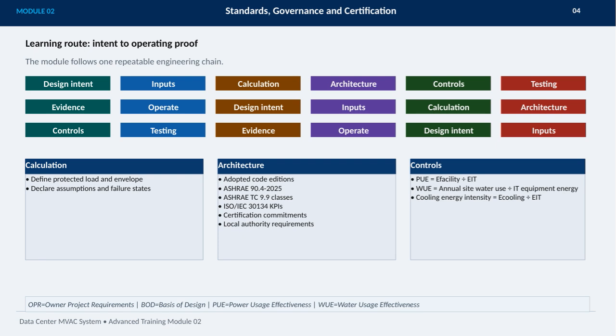For controls, we focus on crucial performance metrics such as power usage effectiveness, or PUE, which compares facility energy to IT energy, water usage effectiveness, or WUE, and cooling energy intensity. These metrics help us monitor and optimize the system's efficiency throughout its lifecycle.